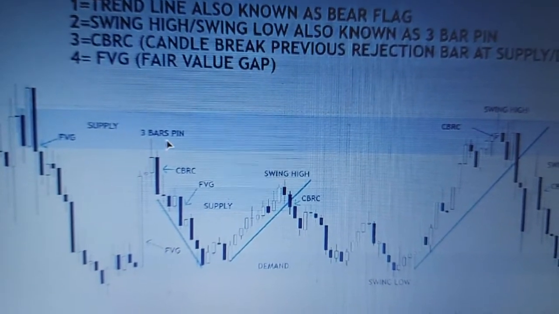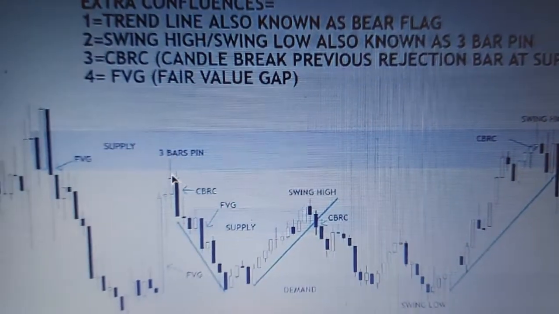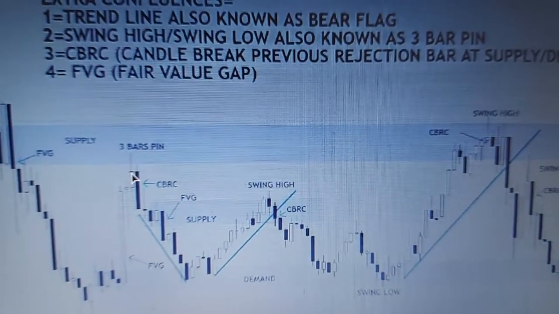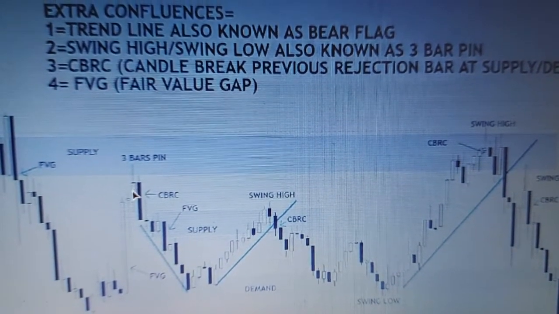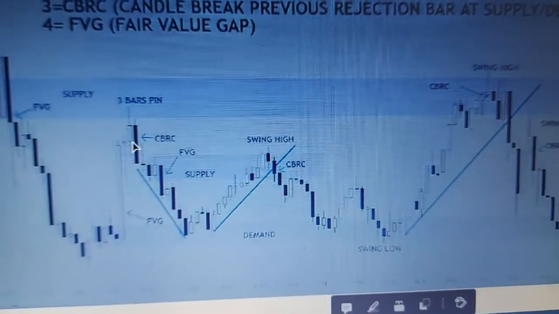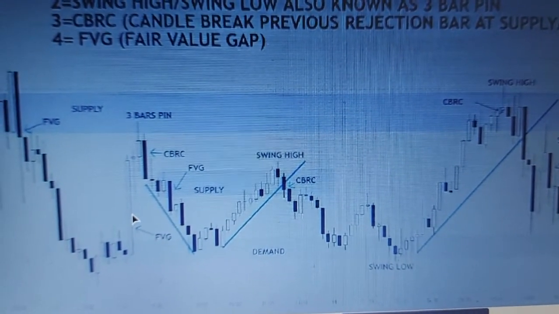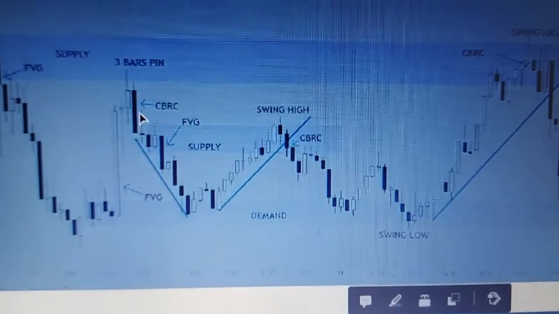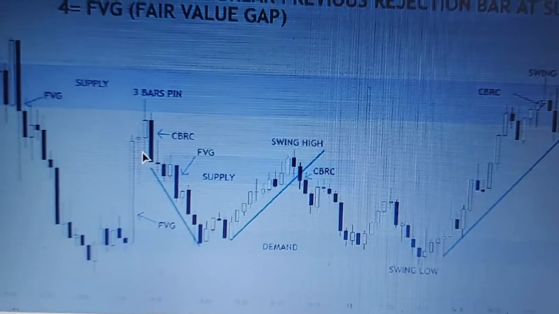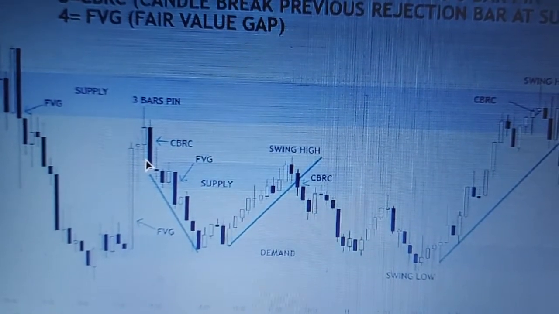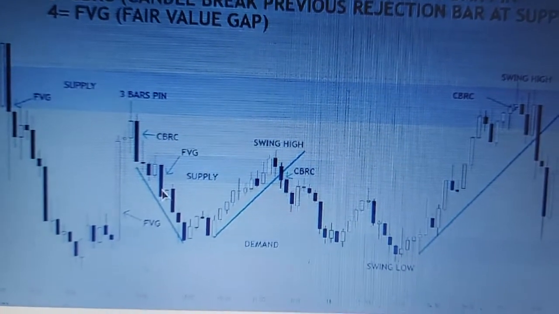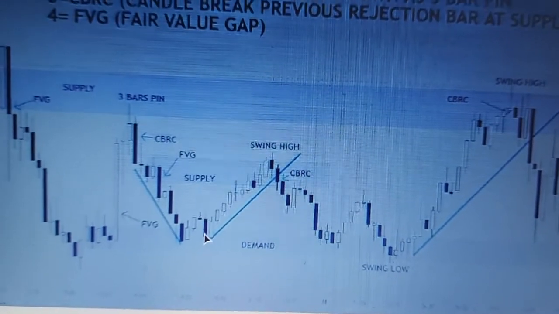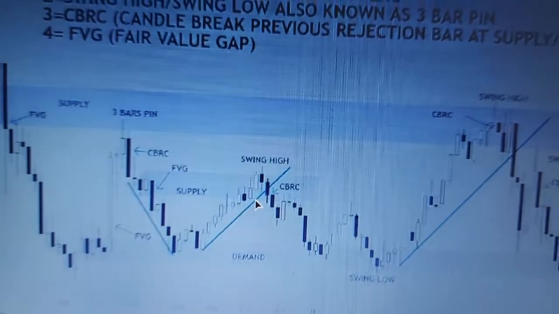First we needed a 3 bar pin, also known as a swing high. This is a swing high because the middle candle has a higher wick than the candles on either side of it. The price moved down, and then we had a nice fair value gap, and we had a CBRC candle because this candle broke the previous rejection bar and then made a move down. Once the price came here, we again had some confluences and we went for buys.